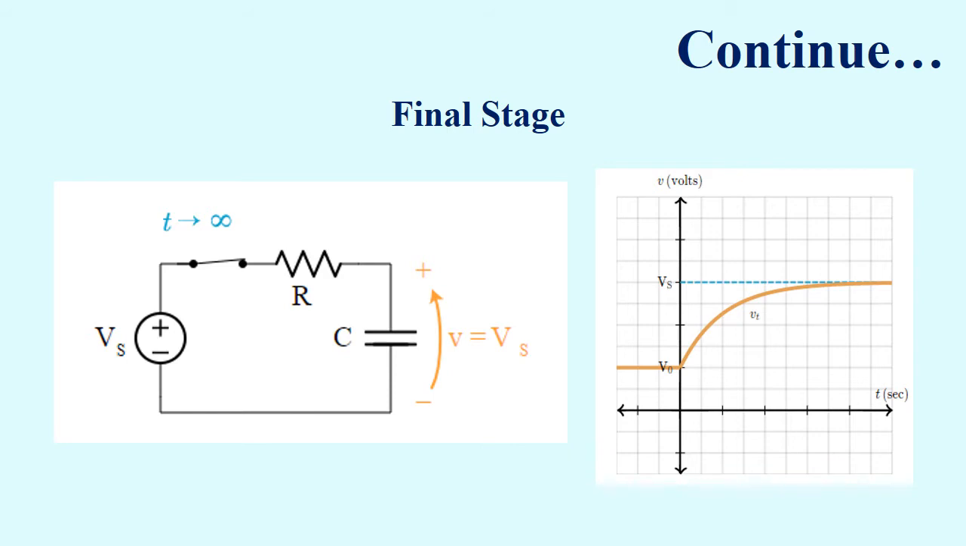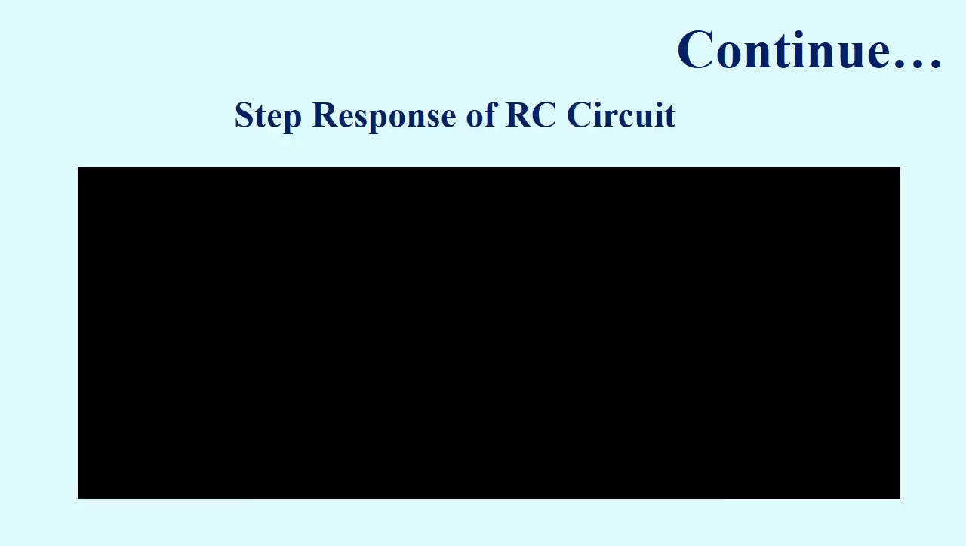So at some point Vs equals the voltage across the capacitor. When the capacitor is fully charged and the source voltage exactly equals the capacitor voltage, then there is no voltage across the resistor because there is no further current flow in the circuit. This is the final stage of the step response of the RC circuit when the capacitor is fully charged.